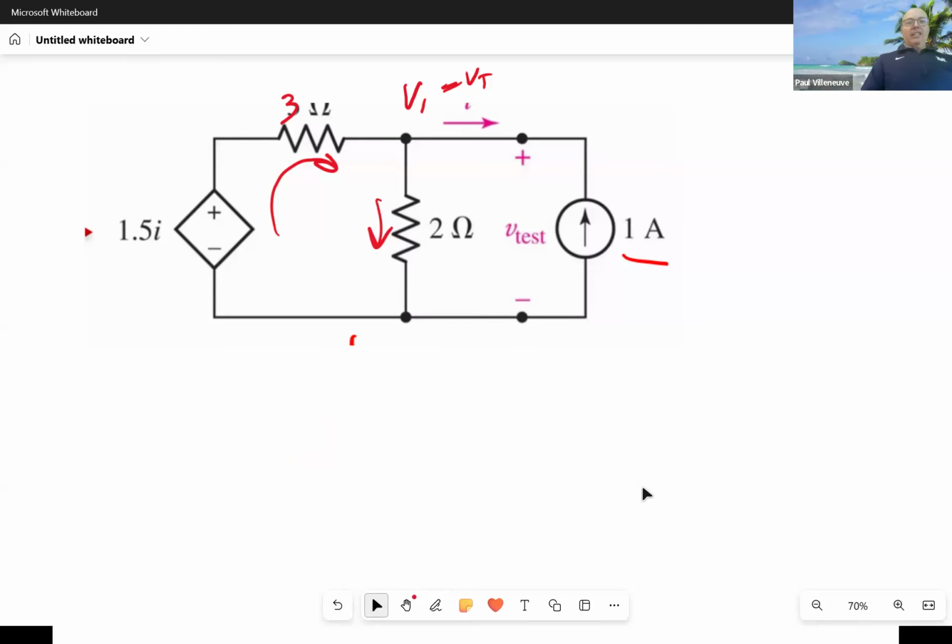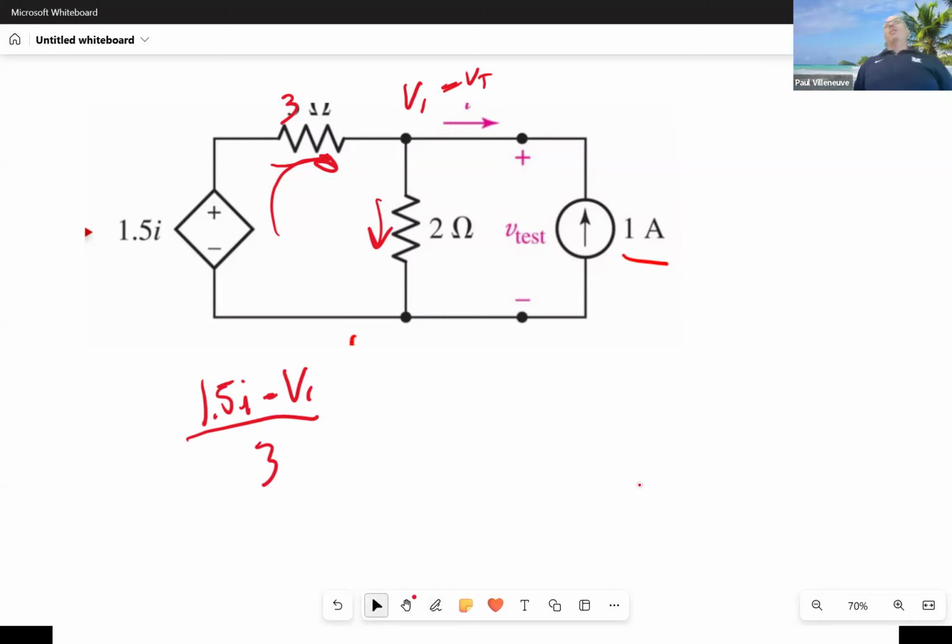To get this current going in here, I take the voltage drop, the plus to minus voltage drop in the assumed current direction, and divide it by the resistance. So the voltage drop across that resistor divided by the resistance is the current into that node V1 from the 1.5 I. 1.5 I minus V1 over 3.